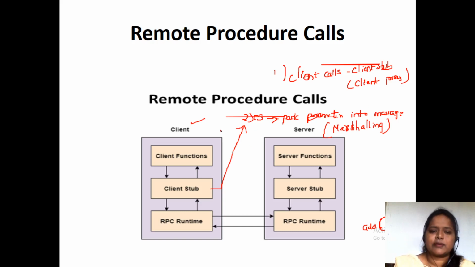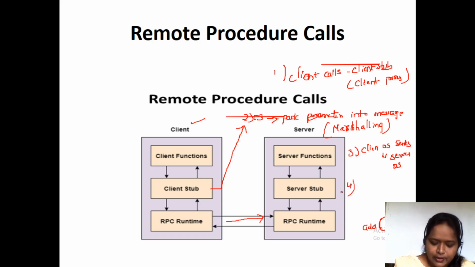Then the third step is that the client OS, the client operating system, sends this message to the server OS. The packed message is sent to the server OS. So this is the third step. After this third step, the message is now with the server. Now the server calls the server stub.